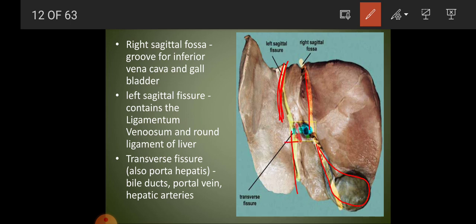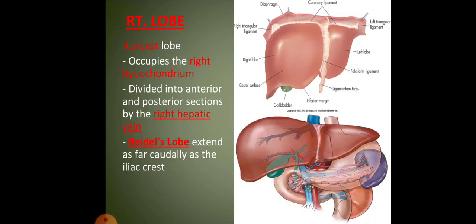Then there is the transverse fissure. This is known as the porta hepatis. The porta hepatis contains the bile duct, portal vein and hepatic artery.